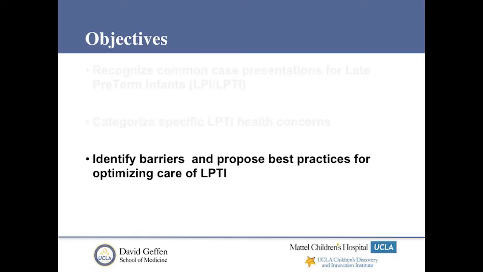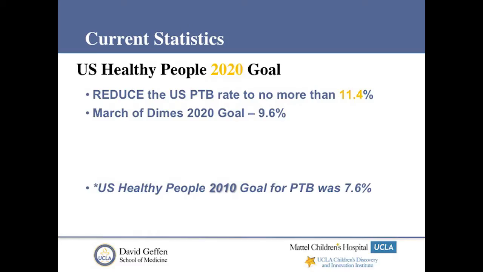So that leads us into how do we think about these barriers and what can we do differently? How can we make an impact and change things for the better? Well, first, let's figure out what we're trying to change. So the U.S. Healthy People 2020 goal, so 4 years from now, we want to get the preterm birth rate down to 11.4% across the country.